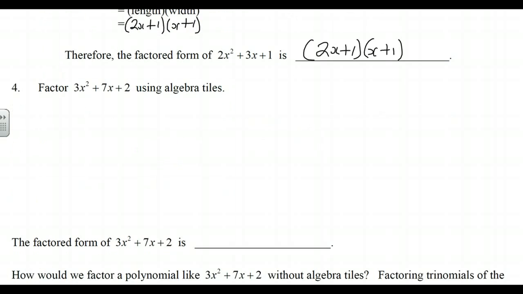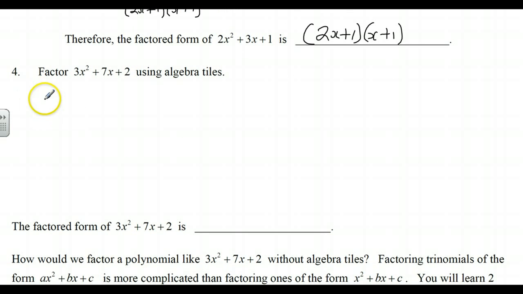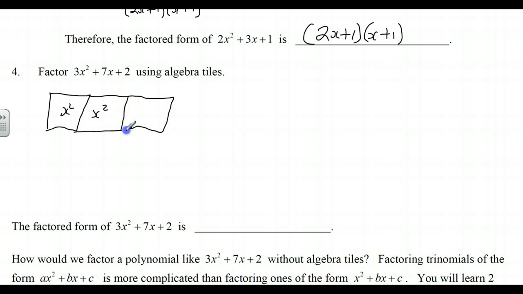Factor 3x squared plus 7x plus 2. All right, so I need 3x squareds. Just imagine these two. So I'm going to put them in a row. Okay, 7x. So you know what? I think if I put like 3 x's here and another 3, right, that'll be 6x. So each of these guys is x. And then 1 off the end here. Then I have room for 2 1s, 1 and 1.